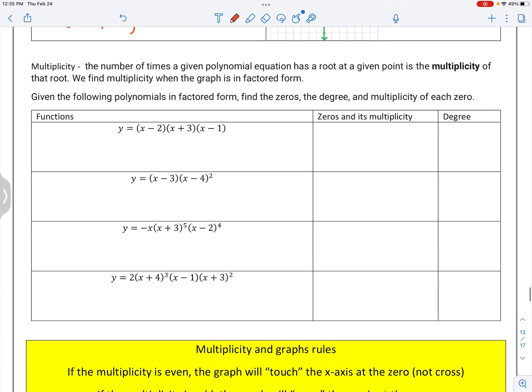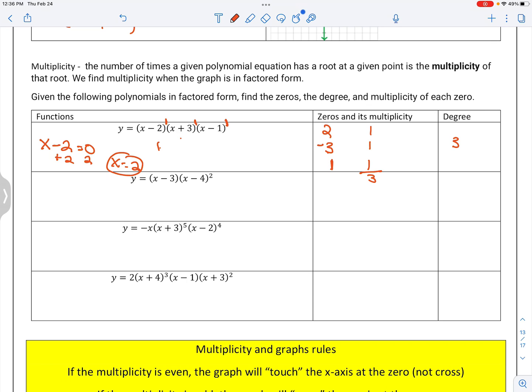Now let's talk a little bit about multiplicity. When an equation is in factored form, we can find the zeros. We've talked about this before. We would do x minus 2 is equal to 0. We'd add 2 to both sides, and we get x equals 2. That is one of the zeros. Another zero would be negative 3 and positive 1. The multiplicity is the exponent of the factor. So in this case, the multiplicity of each one is 1. And if we add up the multiplicities, we get the degree.